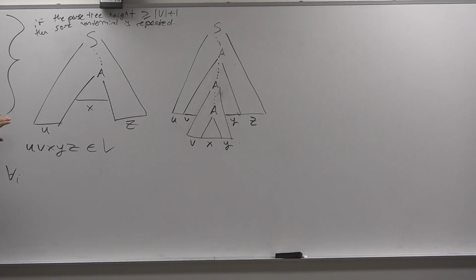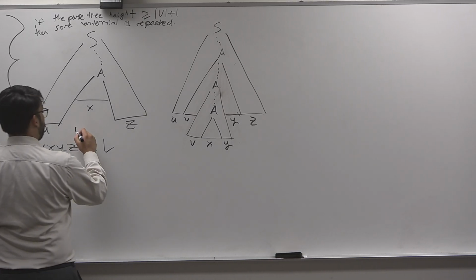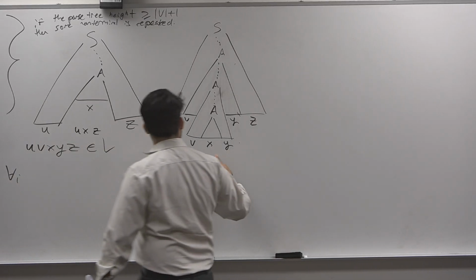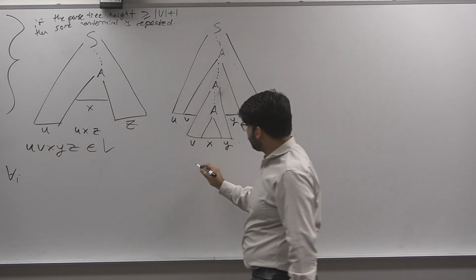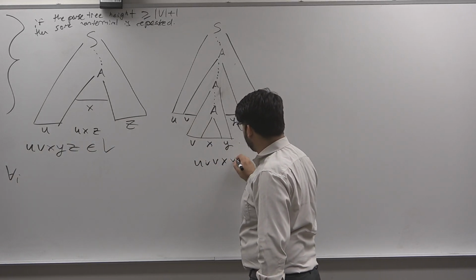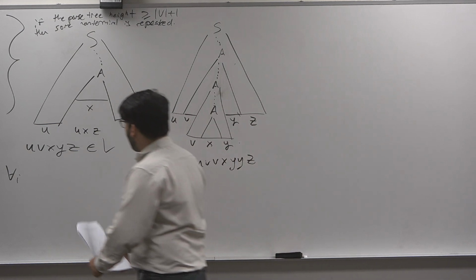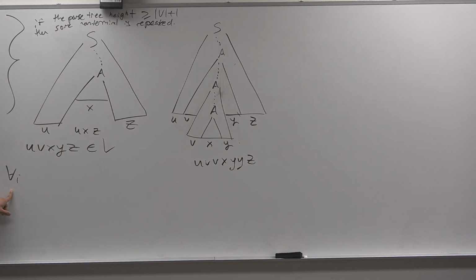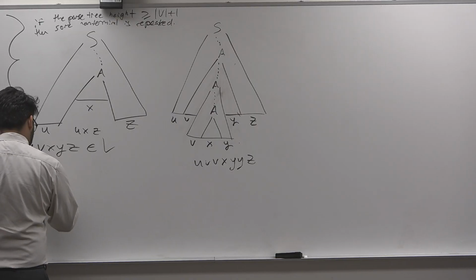What string is produced by this parse tree? UXZ. Correct. This is UXZ. What string is produced by this parse tree? UVVXYYZ. So for all i, if UVXYZ is in L, what can we say? It must be in L: U V to the i, X, Y to the i, Z.